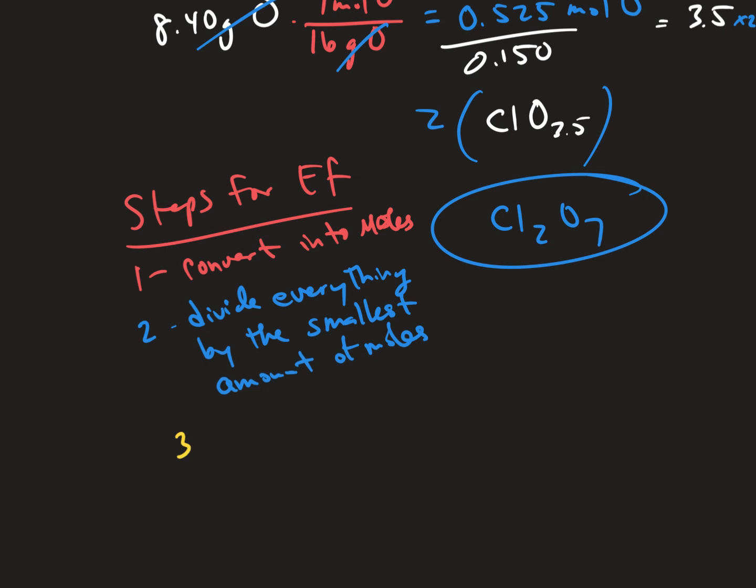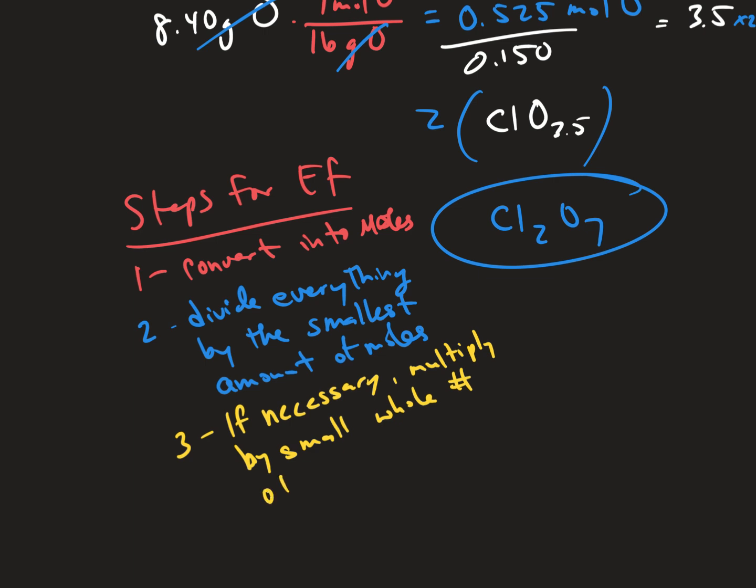And then step 3, if necessary, multiply by a small whole number to make the smallest whole number ratio.